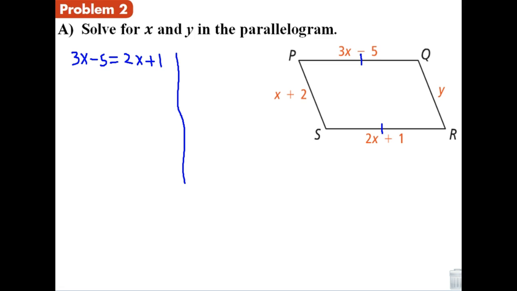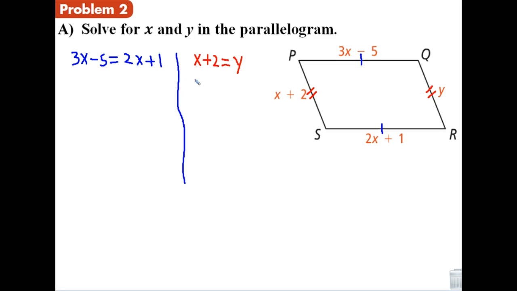Then I'm going to need a second equation for my y. Again, since the opposite sides are congruent, the left and right sides will be congruent as well. So we can say that x plus 2 is equal to y. With this problem, I need to start with my left equation because it has only x's in it, so we can solve for x. The right equation, with an x and a y, we can't solve for anything right off the bat.